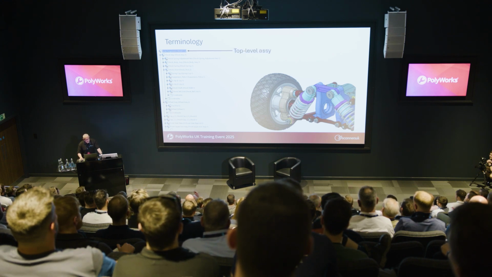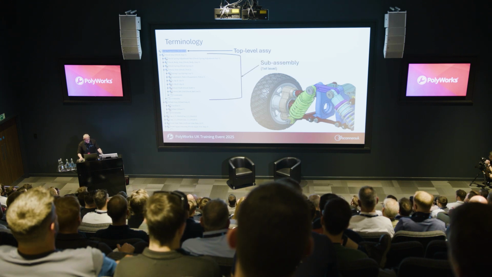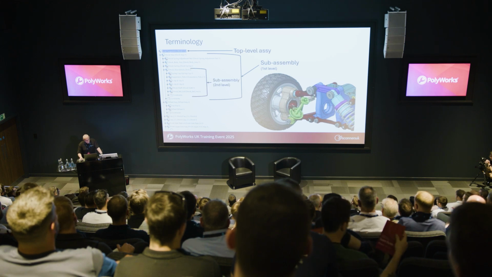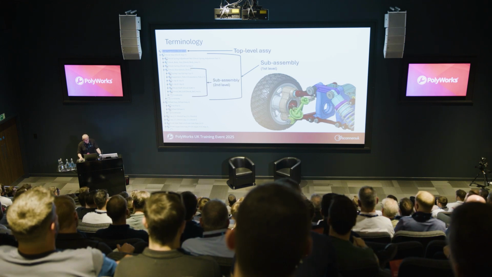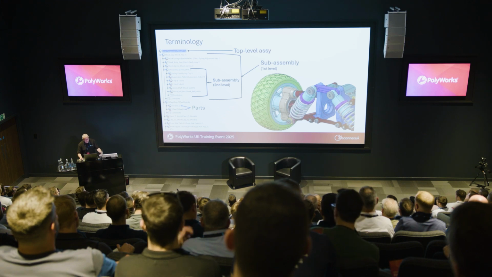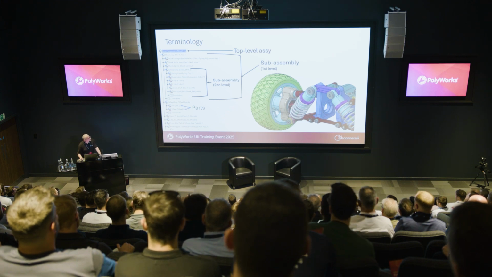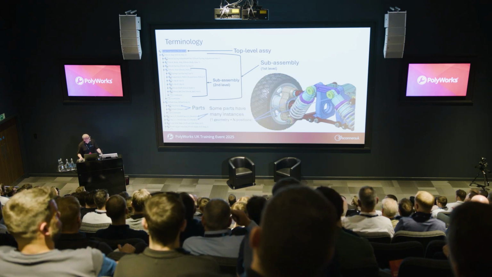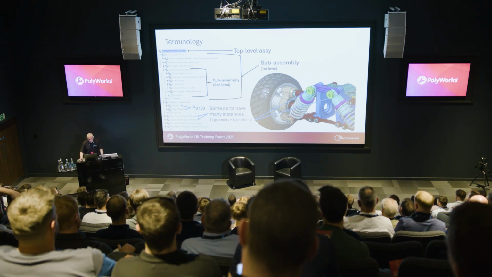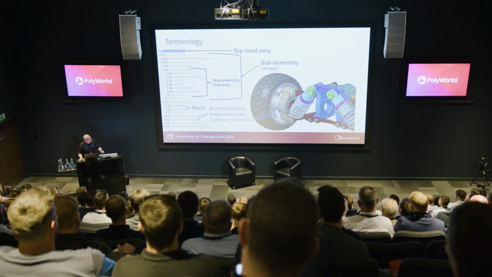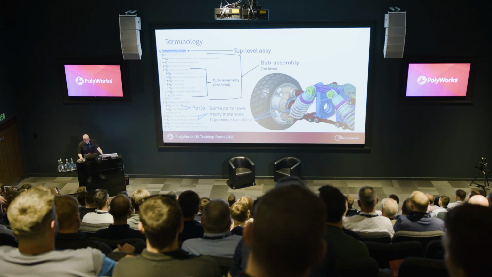So we've quite often got a top level assembly, in this case the suspension. We've got a first level sub-assembly, which in this case is the shock absorber. We've got some sub-assemblies at a second level under that, so in this case we've got the damper rod. And then under that we've got individual parts. We've also got some parts that may have multiple instances, so in this case it's pointing out the two bolts at the top.